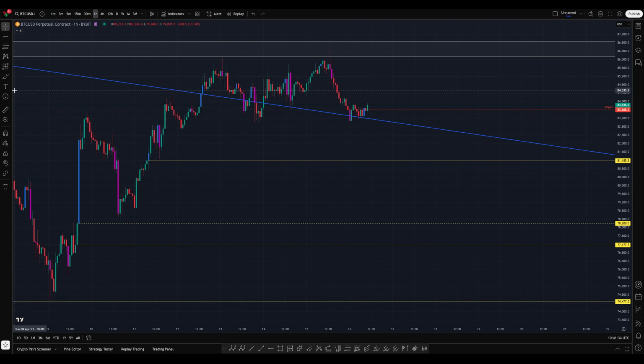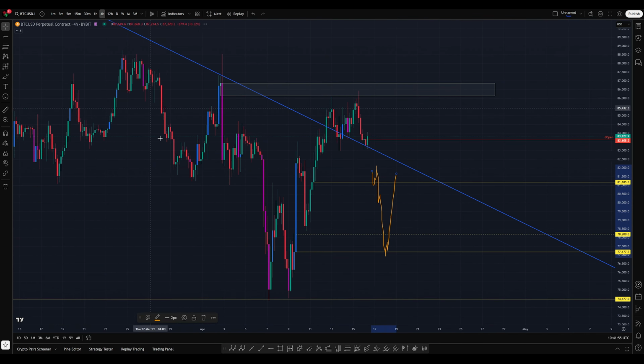However, with that said, even if we drop into it and we see reactions, of course this can offer a nice long position, but personally overall, what I would like to see is a drop towards my lower support level, which comes in around $77,000, and from there I would like to see a much bigger reversal to the upside.